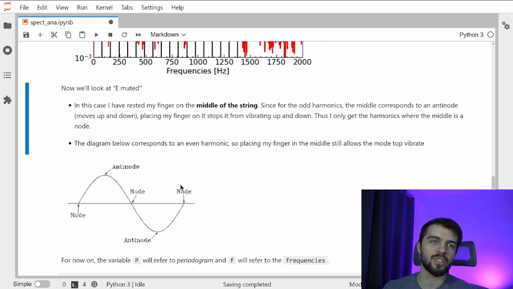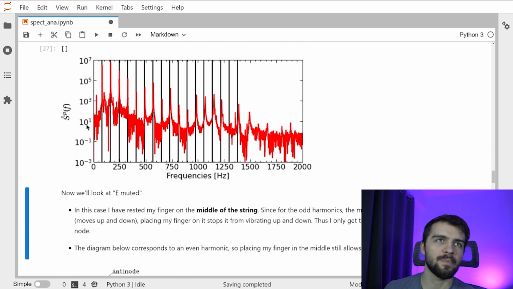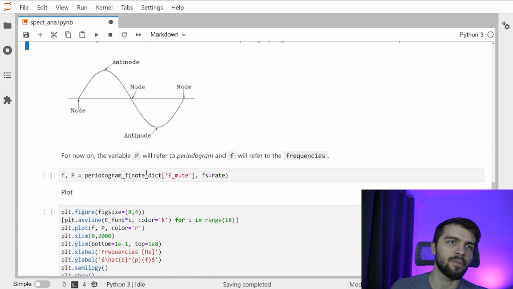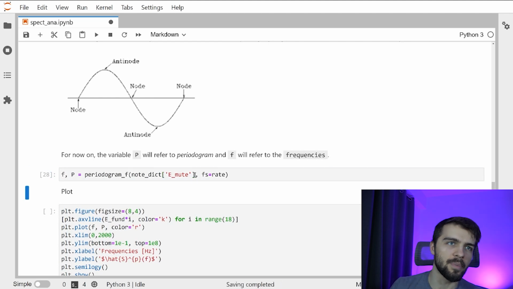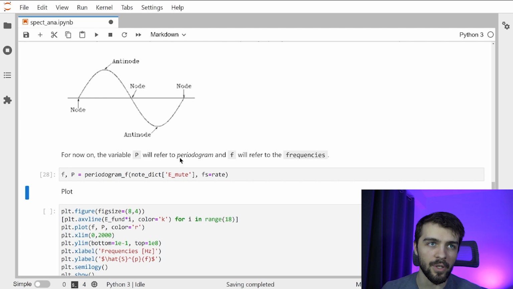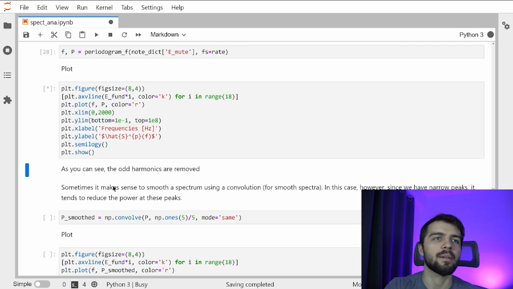I can't have my first, I can't have my third, which looks sort of like this, and all the odd harmonics, I guess. I only allow for these even harmonics like this. And so what I expect is that I should get 0 power here. And of course, I look at my muted E, I compute the periodogram. By the way, P now will refer to periodogram and F will refer to the frequencies. And I can plot this.